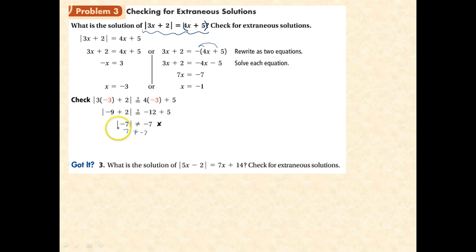So this is what we call an extraneous solution. The x equals negative 3 is an extraneous solution. So we don't count that because it doesn't actually work.